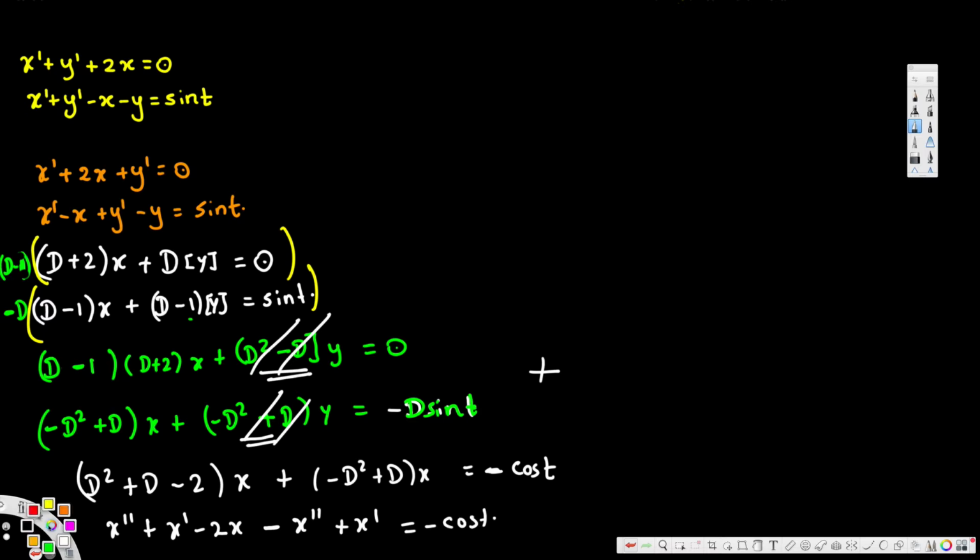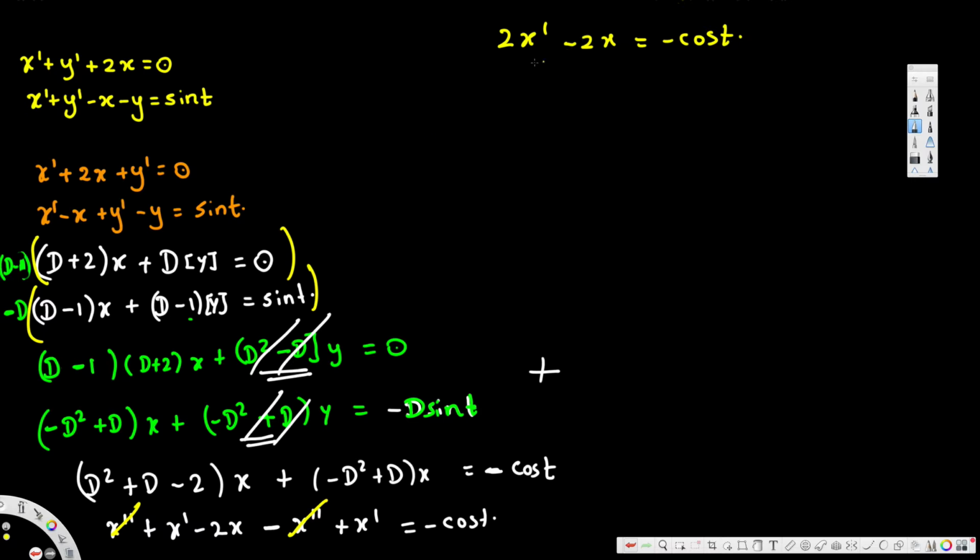Here you can see we can cancel this x double prime and x double prime because they have opposite signs. Here this x prime and x prime combine and become 2x prime. Let's write this one right here: 2x prime minus 2x, that's equal to negative cos t. Okay, this is what we have right now. Now here you can use undetermined coefficients to solve this one.